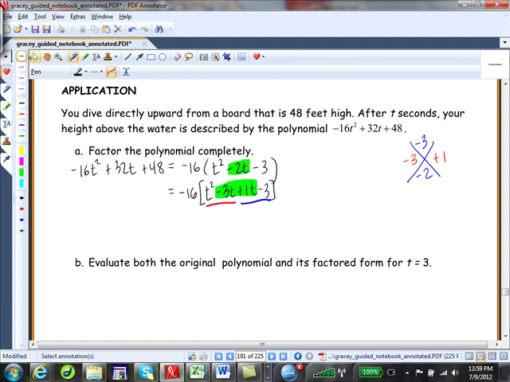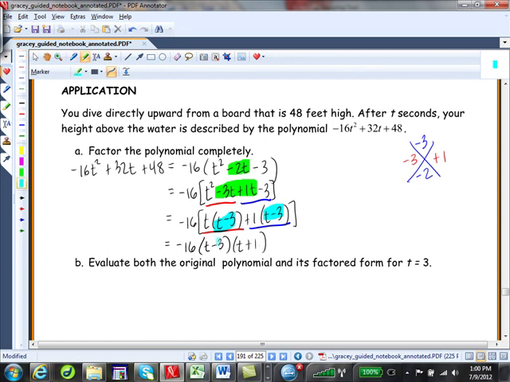So we will get -16. Factoring out a t, we'll get t minus 3. Factoring out a 1, we'll get t minus 3. Those are tricky sometimes when you got the 1s there. So that was red group, that was blue group. And notice we have a common binomial factor of t minus 3. So we will get -16 times t minus 3 times t plus 1. That was our common binomial factor.